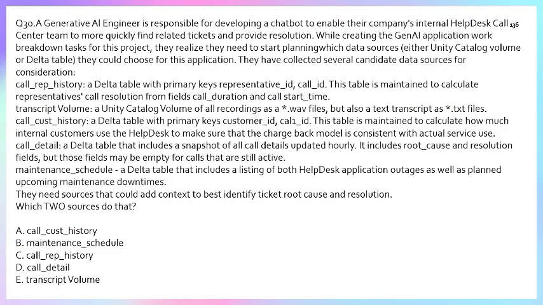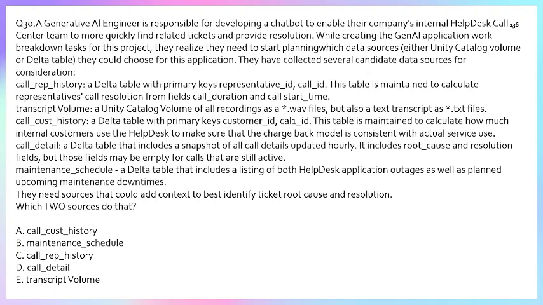Now coming to option B, maintenance schedule. This table lists planned help desk application outages and downtime. This is crucial context. A ticket might be related to a known issue and a planned downtime, and having this information can help the chatbot quickly identify the root cause of the system outage rather than a user-specific problem.